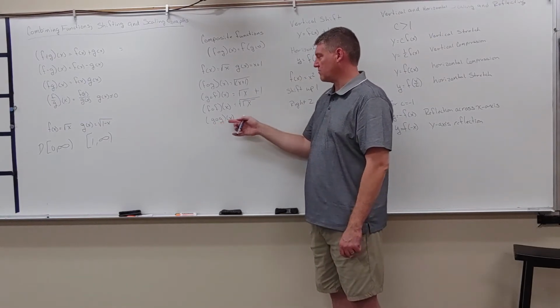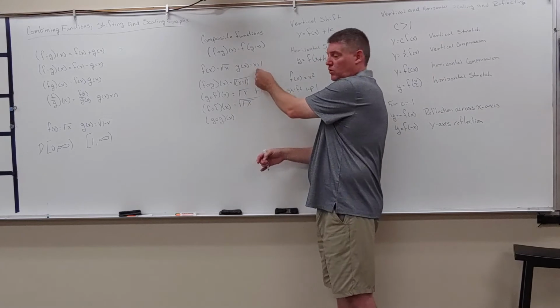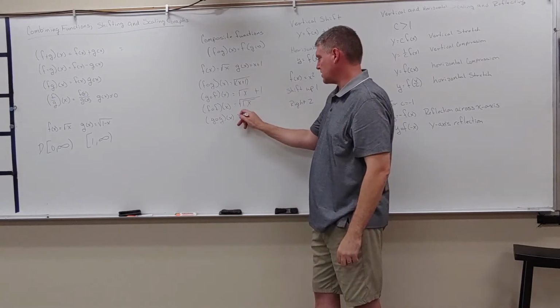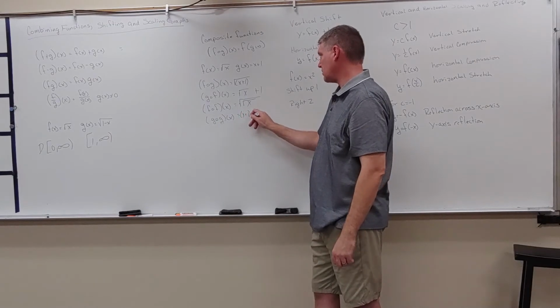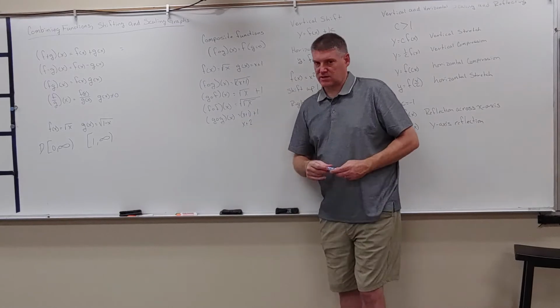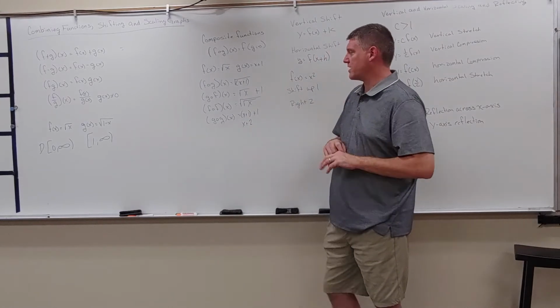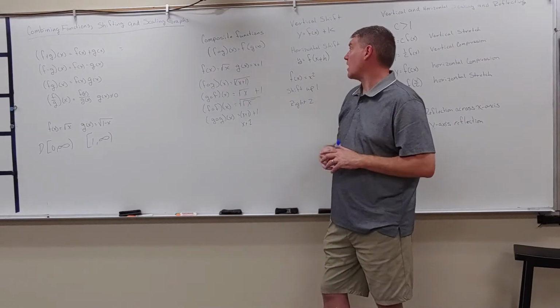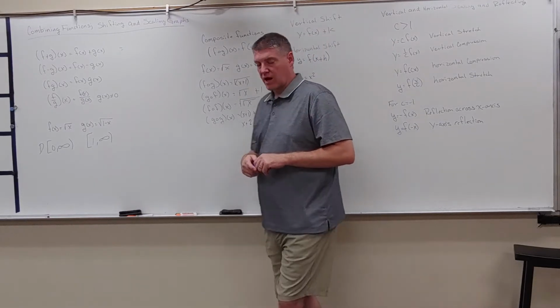Now I have g of g of x. I'm going to take this x plus 1, and I'm going to plug it back into this x. So this gives me x plus 1 plus 1, which is x plus 2. So that's composition of functions. Hopefully you guys are starting to remember combining functions and compositions of functions.